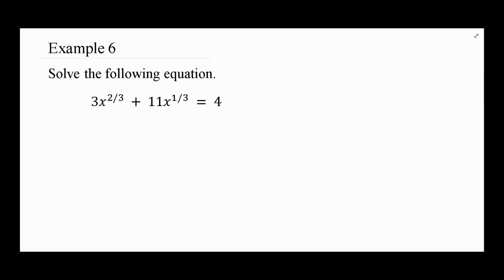Here's another example of where u substitution is going to come into play. And again, we're going to notice that there is some sort of variable, and then the other variable is that squared. So if we were to let u be x to the 1/3 power, which remember means the cube root, then that would mean if I were to square both sides, u squared would be x to the 2/3. So this allows us to rewrite the original problem as 3u squared plus 11u.